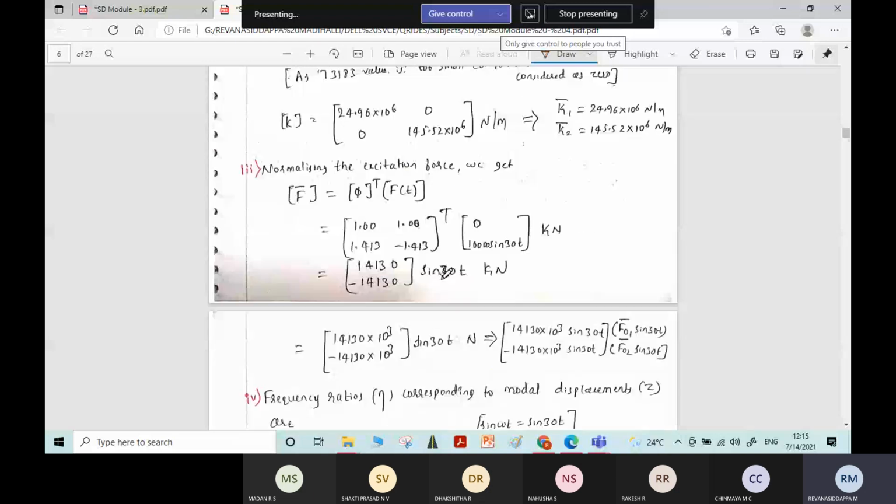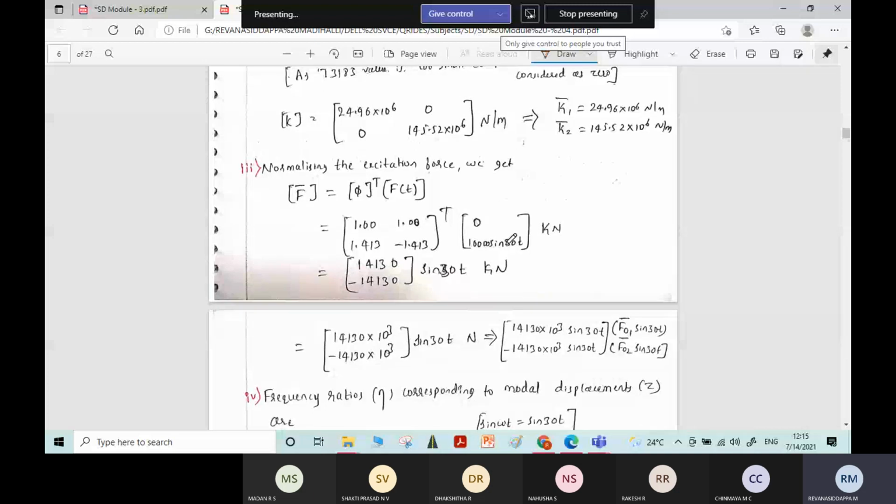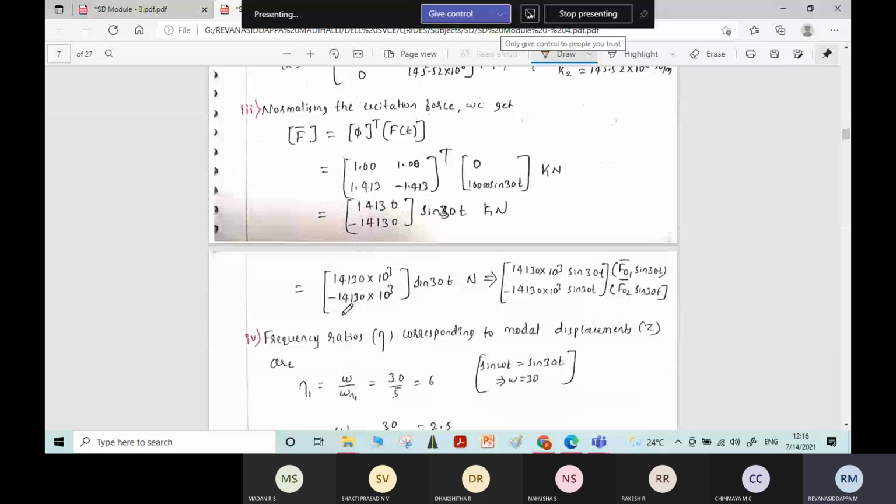It is substituted here, and both the matrices are multiplied. Finally, we got this equation. Okay, sin 30t is taken as common outside the bracket. If you look into this whole equation, it is in the form of f naught sin omega nt. Correct? It is in the form of f naught sin omega nt.